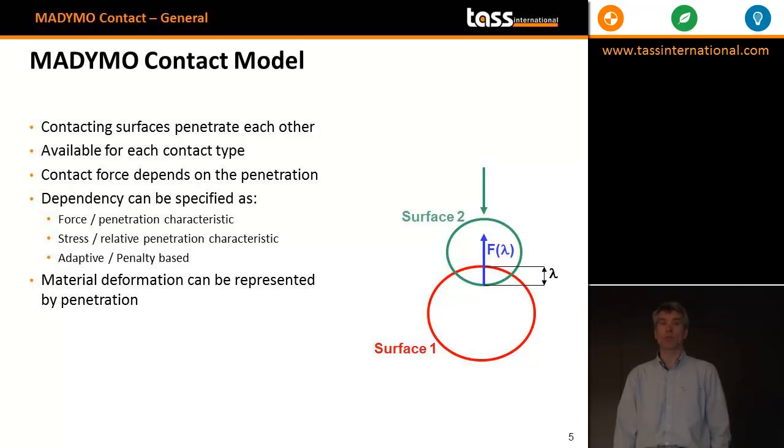That's different with respect to the adaptive penalty-based contacts. Those are real material-based contacts. They are only used for FE-FE contacts, so not with multi-body surfaces. In this case, you still have an amount of penetration, but that will be infinitely small. It just needs to detect penetration, but the real deformation is handled by the material characteristic.